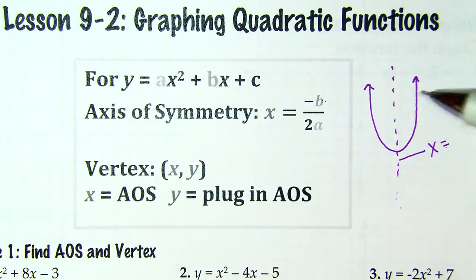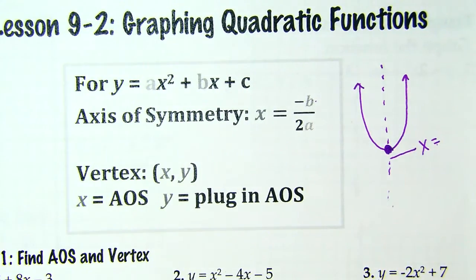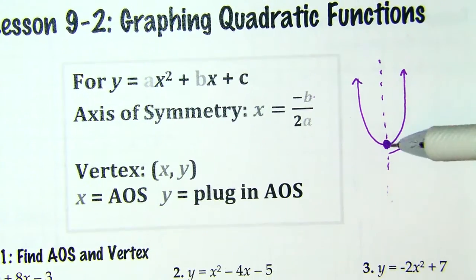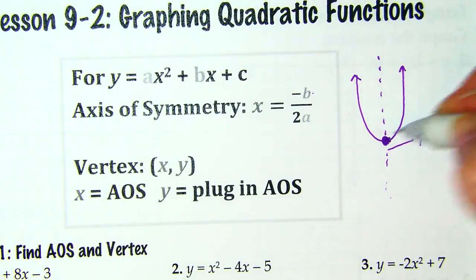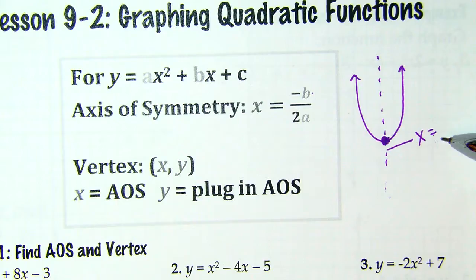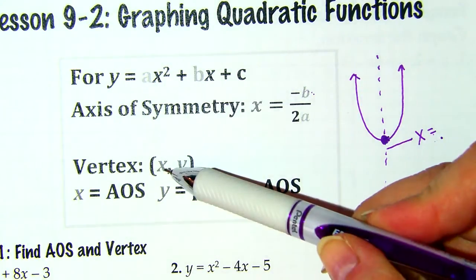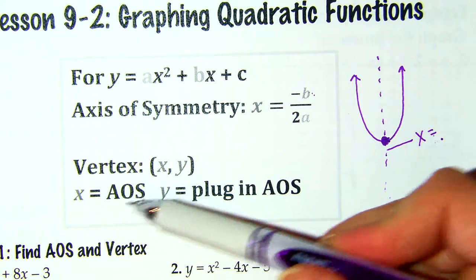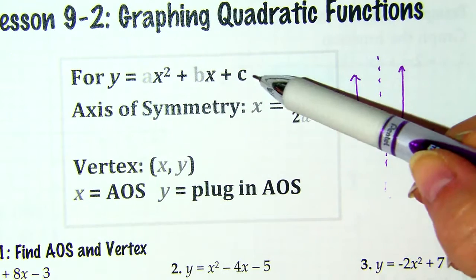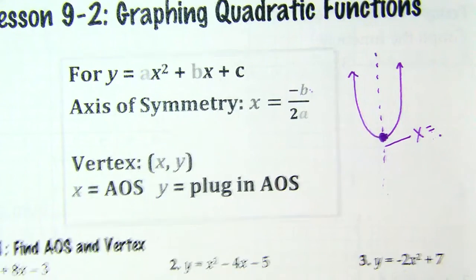So we'll find that first, and then hopefully you remember the vertex is this point where the graph changes direction, so it's either the highest spot or the lowest spot. The x value is the same exact value as the axis of symmetry. So whatever you get for the axis of symmetry, same exact number for the vertex. To find the y of the vertex, you plug the x, which is the axis of symmetry, back into the equation, and that will tell you the y. So that might be kind of confusing. We're going to go ahead and try it.